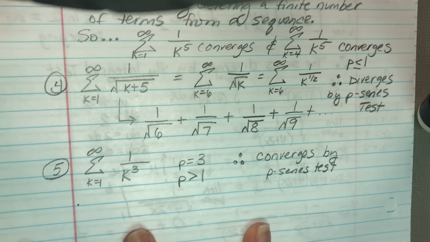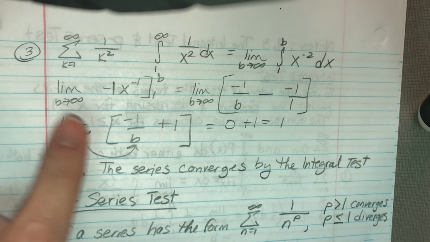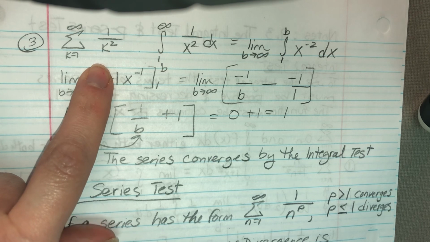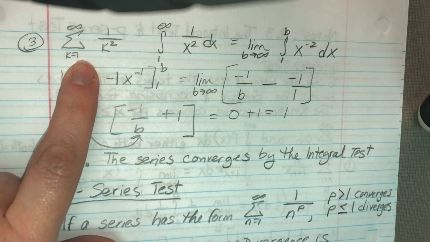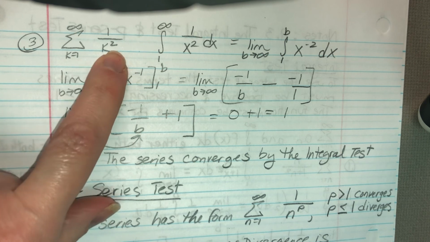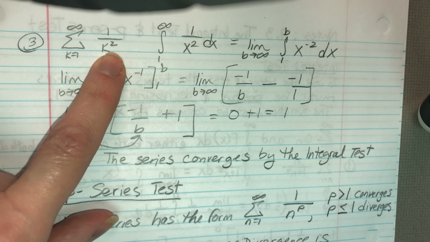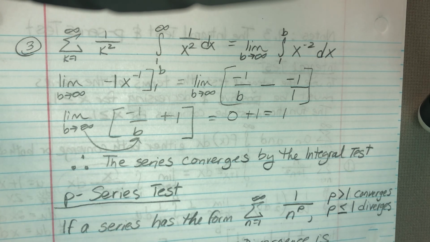And I want you to take a look back before we close at problem 3. We had the sum from 1 to infinity of 1 over k squared. We did this using the integral test, but this was actually a p-series as well. The p-value is 2, which is a number greater than 1. So that means that the series converges by the p-series test. If you notice, that would probably be less work and a shorter, easier way to do that problem.